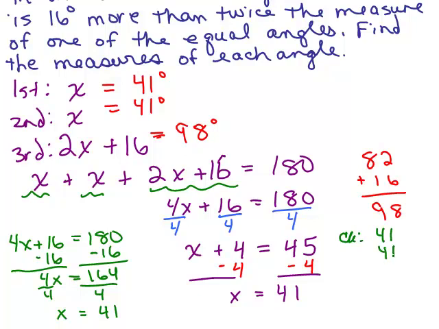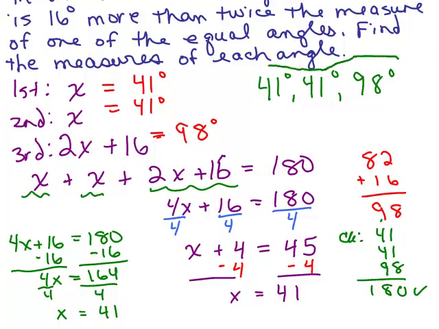41, 41, and 98. And add up, you get 180. It does check out. So the answer to this problem, find the measures of each angle: you could just say, well, it's 41 degrees. These are the measures of the 3 angles. You could write this in words too, which I like to write sometimes. I would say the angles are 41 degrees, 41 degrees, and 98 degrees. And there we've got our answer.